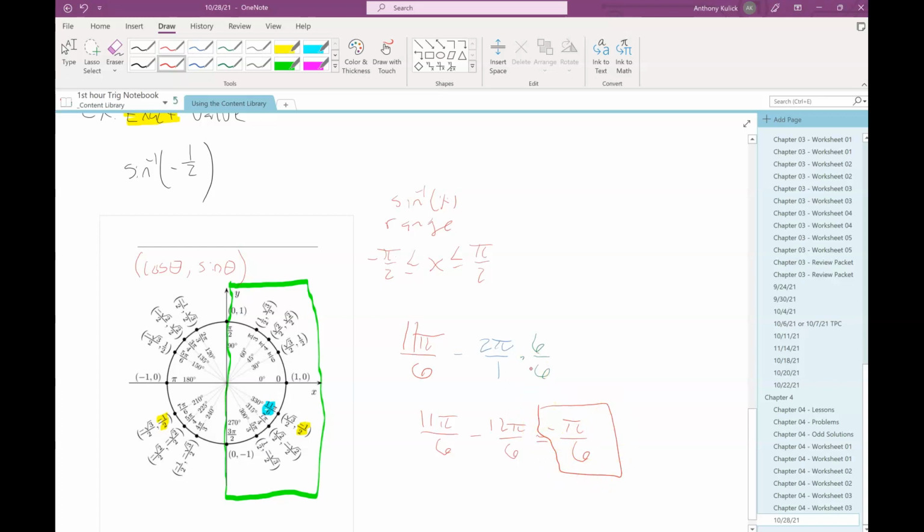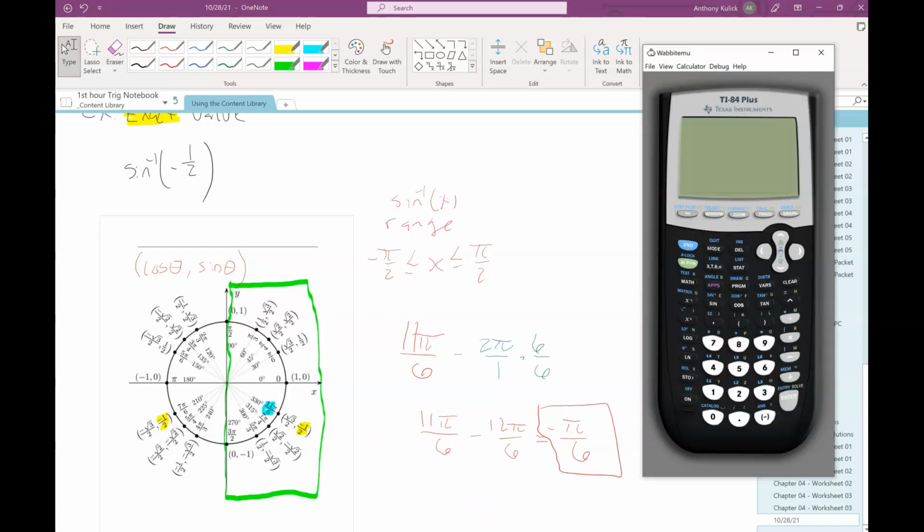And that's our answer. We can check that with our calculator by just making sure that sine of, notice I'm doing sine, not sine inverse, sine of negative pi over 6 better give me negative 1/2. And it does.